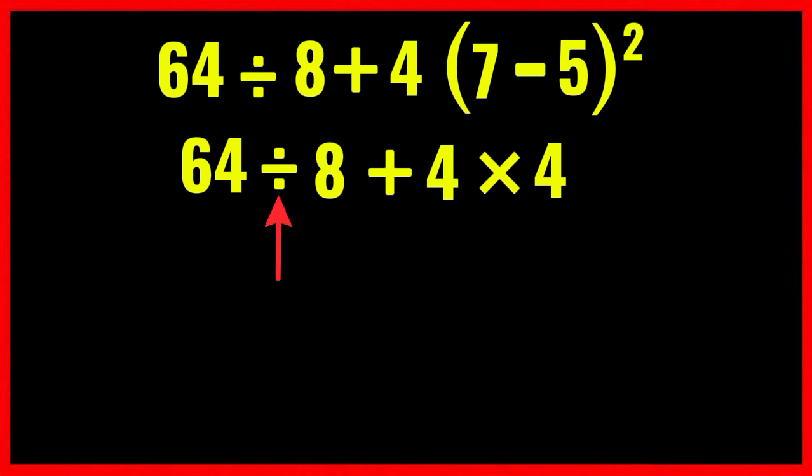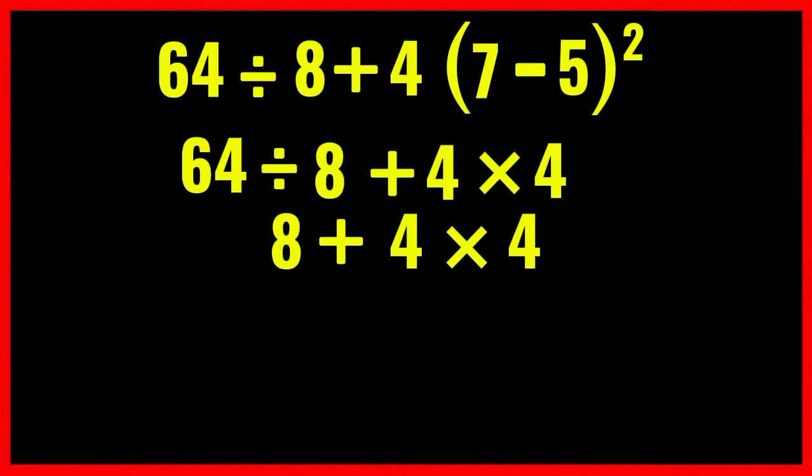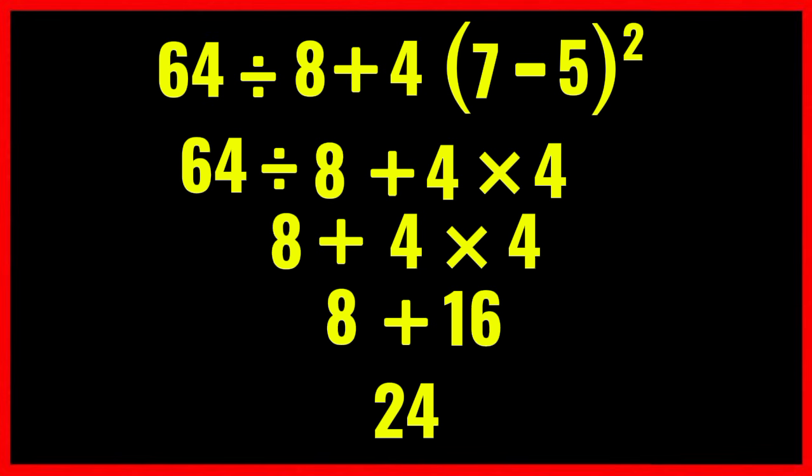Now remember, division and multiplication have equal priority. So we work from left to right. 64 divided by 8 equals 8. Now the expression becomes 8 plus 4 multiplied by 4. Next, 4 multiplied by 4 equals 16. Now the expression becomes 8 plus 16. Finally, 8 plus 16 equals 24. So the correct answer is 24.